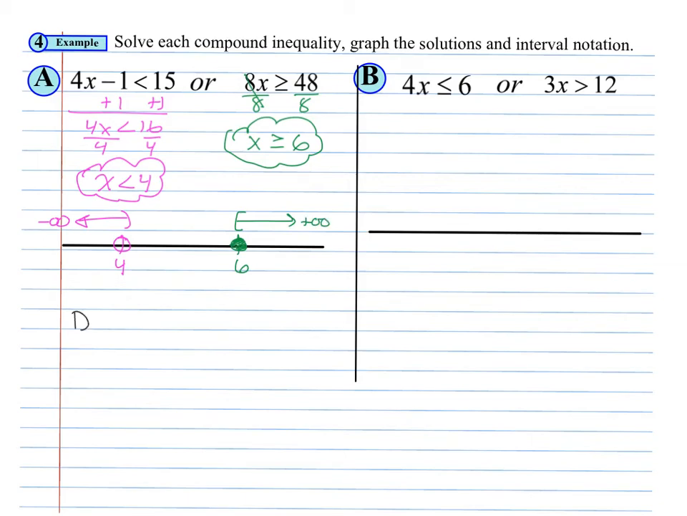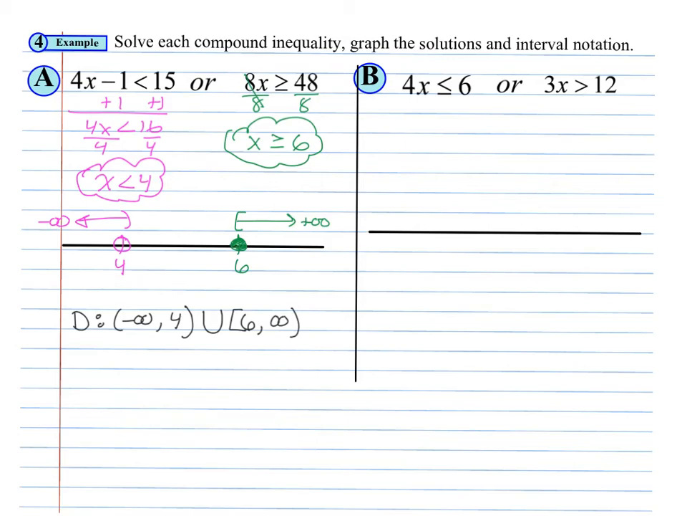And that means our domain is going to be all the negative numbers, all the way to 4, not including 4, and then we're going to unite all the way to 6, including 6. This is why I use a bracket, to infinity. And that is our domain for 4A.